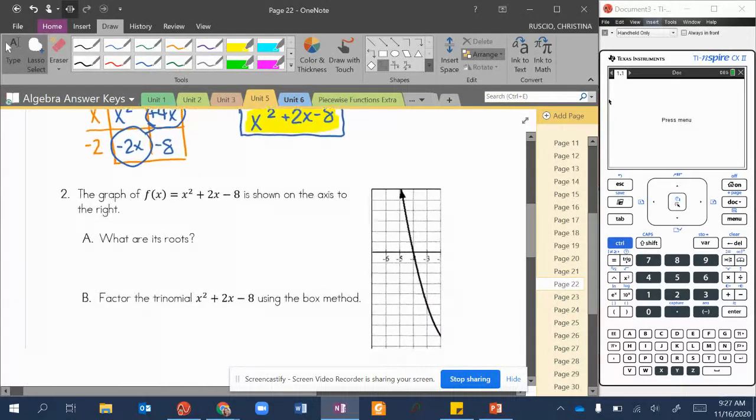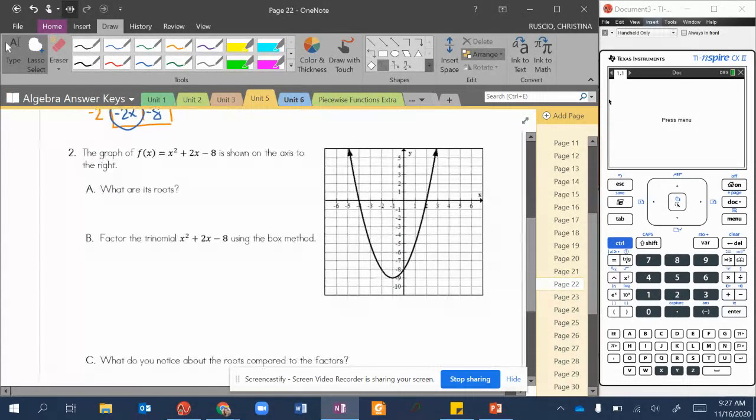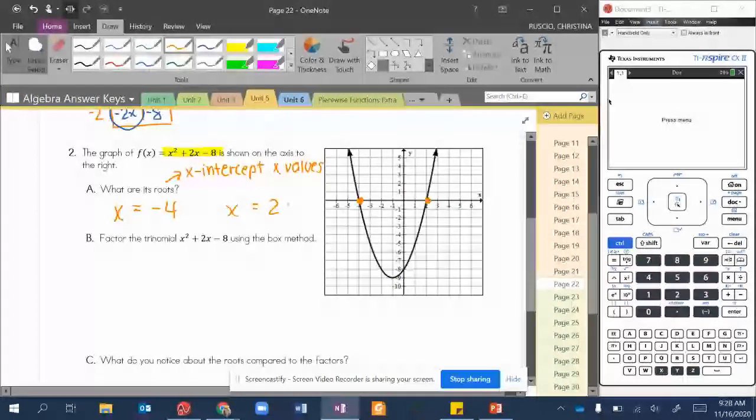All right, question number 2 graphs the polynomial on a graph, and it makes this cute little parabola. Did you guys see it? X squared plus 2x minus 8. So we graphed it right over here. And it's saying, what are the roots? Oh, the roots. Those are like the x-intercepts, the x values. Okay, so we have an x-intercept here and there. So the roots are at x equals negative 4 and x equals 2. Okay. I don't know why we just did that, but let's go on to part B.